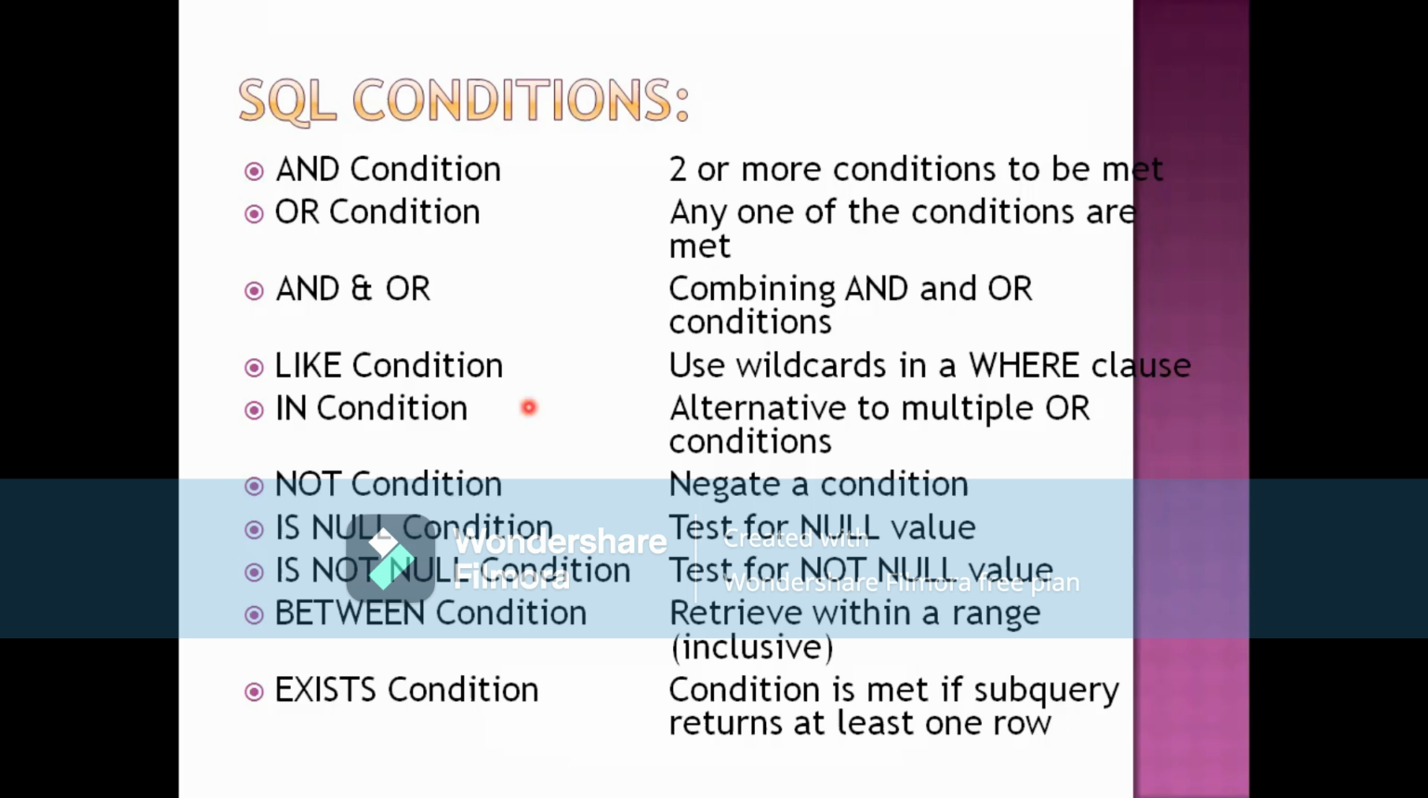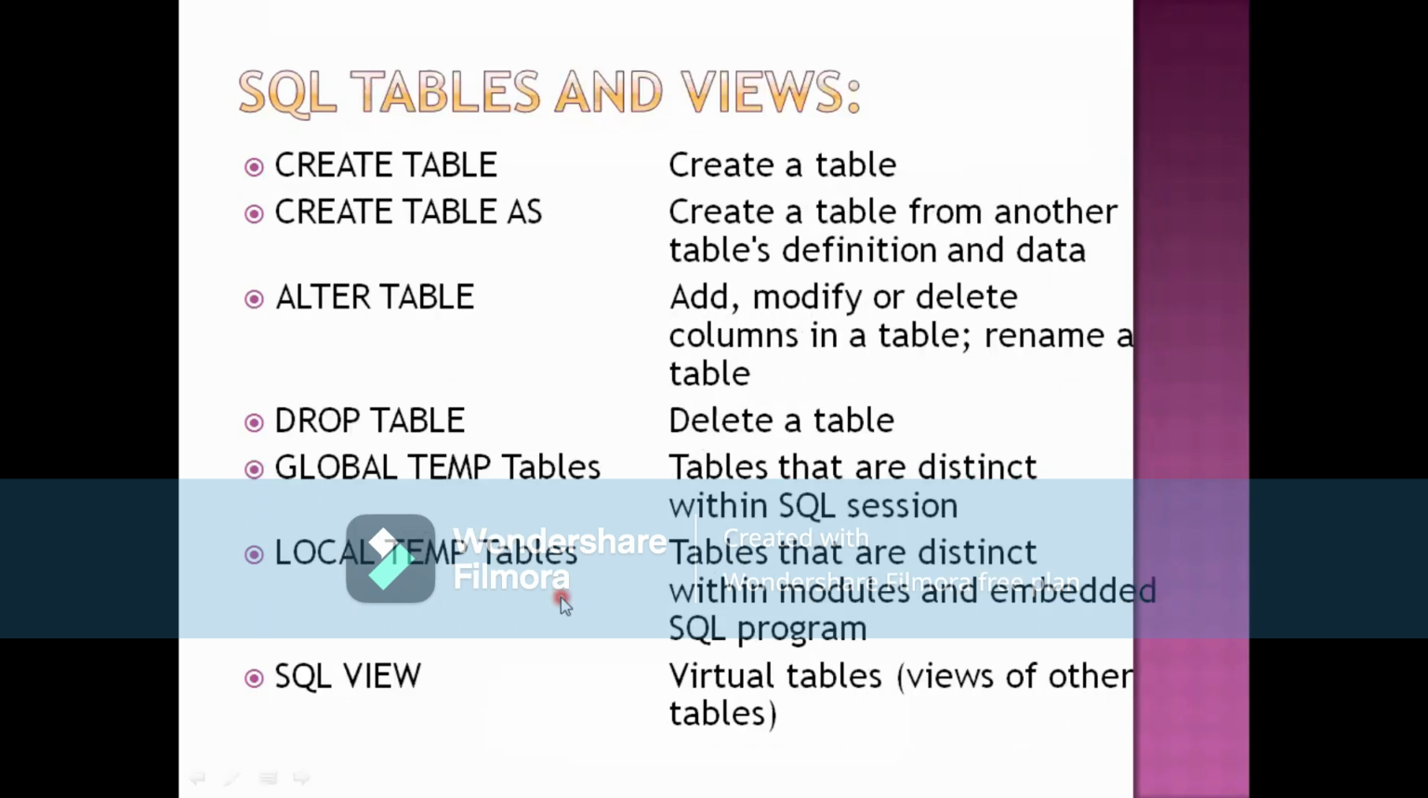The next one is the BETWEEN condition. BETWEEN means the range. It includes values within a range, and the end values will be included. The next one is the EXISTS condition. Whether the data exists or not will be checked by using the EXISTS condition.